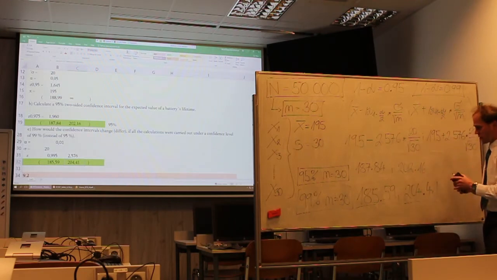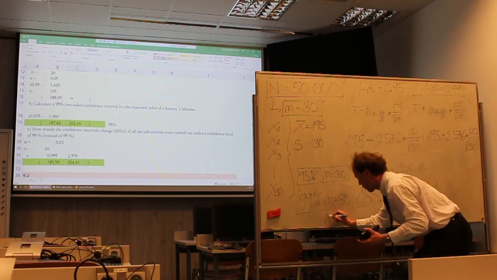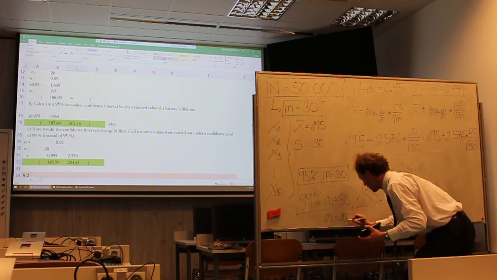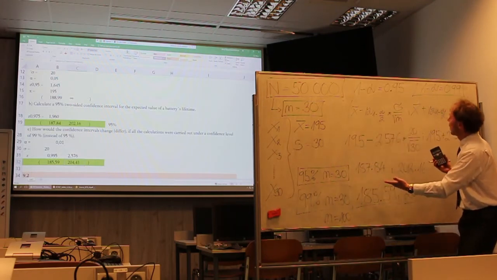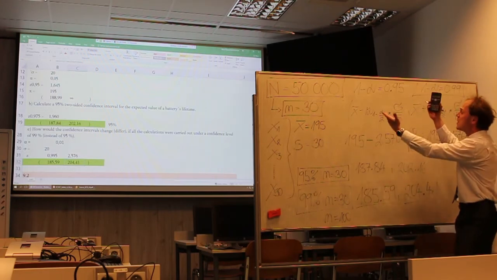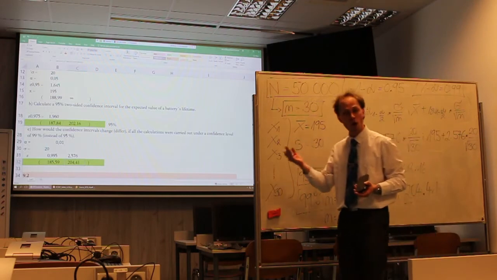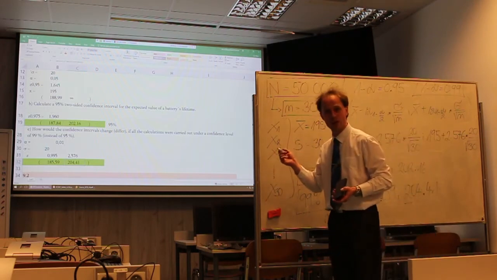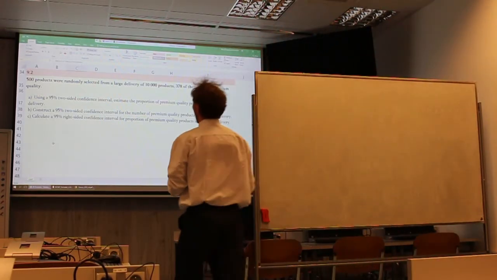You can try to calculate this at home, for example for n equal to 100, and you can try to calculate this using Student t quantiles, etc. You can practice with this. We will continue with another example.